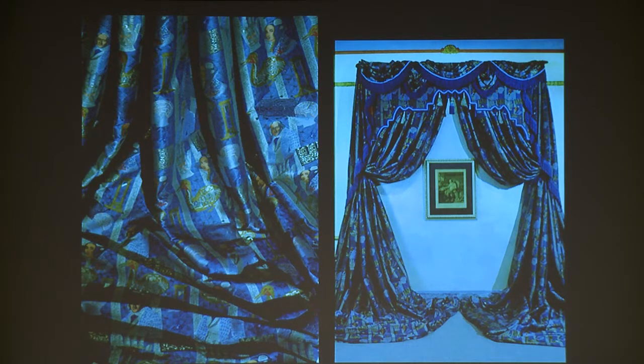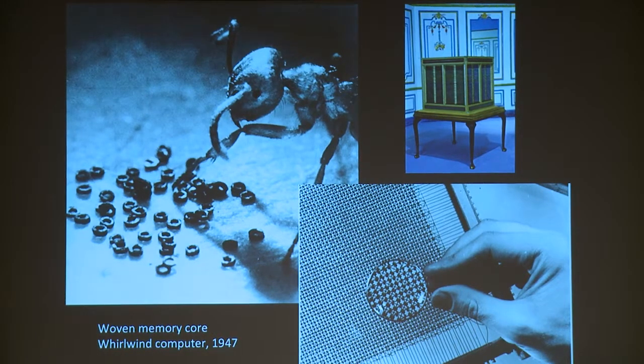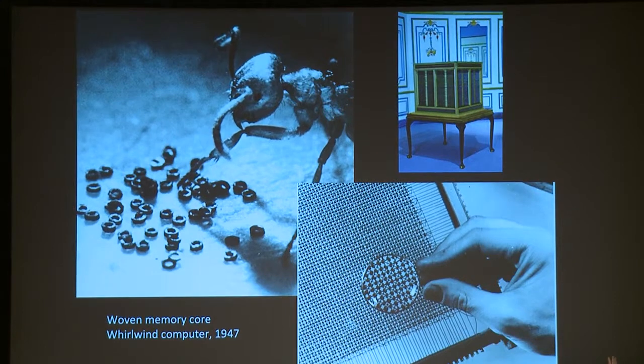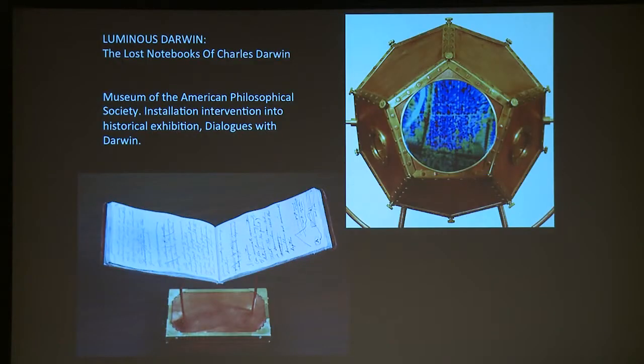So working with a contemporary jacquard weaving mill, I had this fabric woven, a brocade fabric that tells the story of digital history and the history of the computer by way of the decorative arts. I also had an opportunity to really peruse the MIT archive and was fascinated with this image of this ant touching these tiny little ring-shaped magnets. And the early memory cores from early 20th century computers were also woven structures. And ladies would weave these things using very long needles.